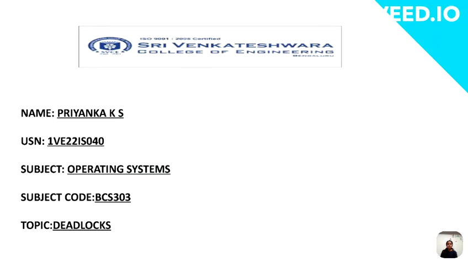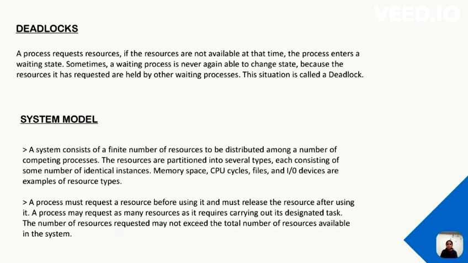Today in this video we'll be looking into deadlocks. Firstly, we'll see what is deadlock. A process requests resources. If the resources are not available at that time, the process enters a waiting state. Sometimes a waiting process is never again able to change state because the resources it has requested are held by another waiting process. This situation is called deadlock.